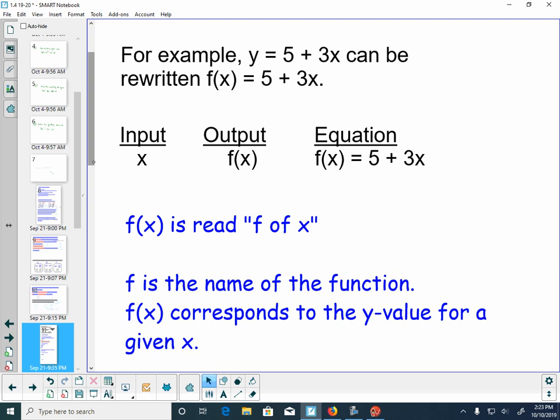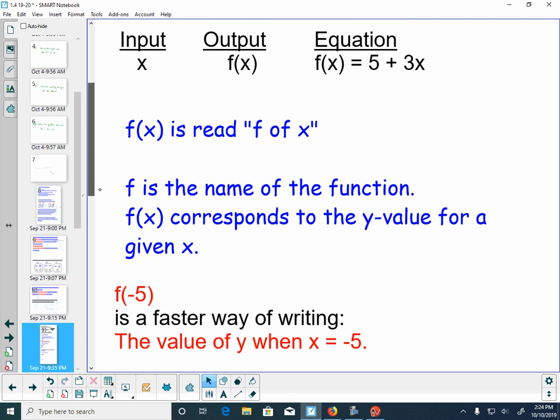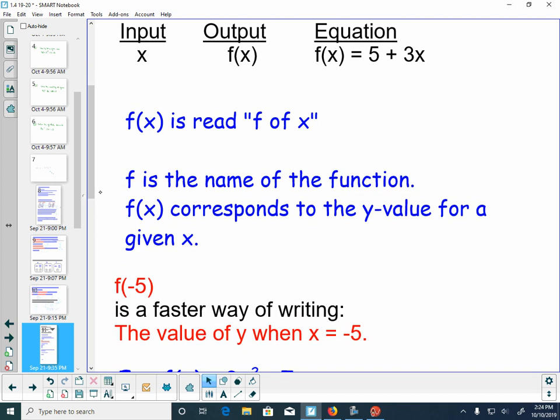When we see f, left parentheses, x, right parentheses, that's read "f of x." Okay? And f is just the name of the function. f of x corresponds to the y value for a given x. All right? So in this case, if I write f of -5, that's a faster way of writing, I'm looking for the value of y when x equals -5. That's a lot to write or say.